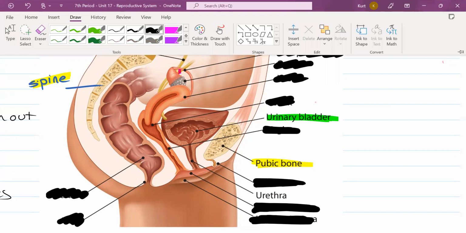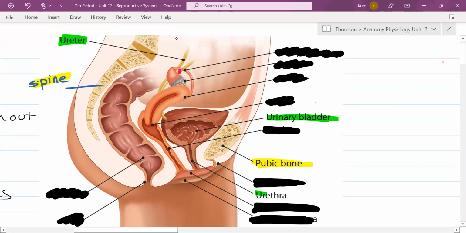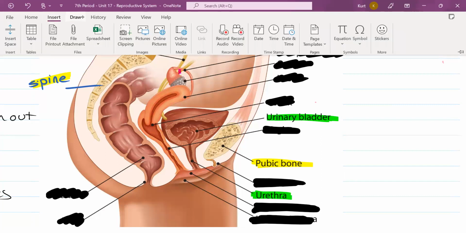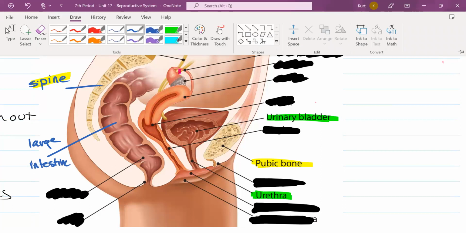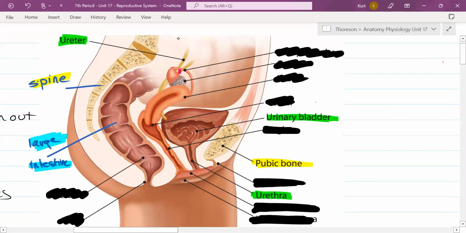Hold on, let's highlight that. Some green in there. Ureter, urethra, urinary bladder. Great. What other organ system is on this picture that is not part of her reproductive system? Isabella? What organs do you see specifically? Yep, large intestine is not labeled, but I'll write it in for you. Okay, I'll highlight this in blue. Large intestine. What else do you see?